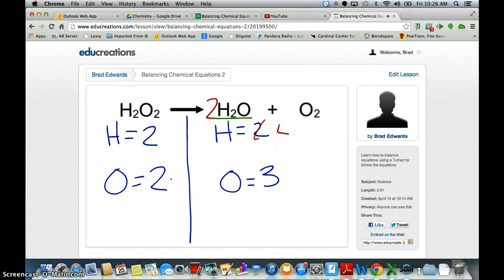2 times 2, we now have 4 hydrogens. We have 2 times 1 is 2 oxygens plus the other 2 is 4. Okay? Now we go back to the reactant side.